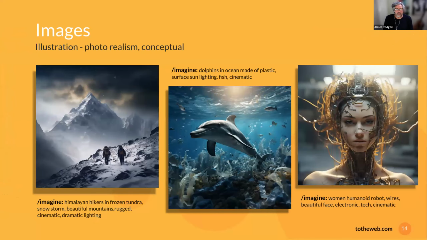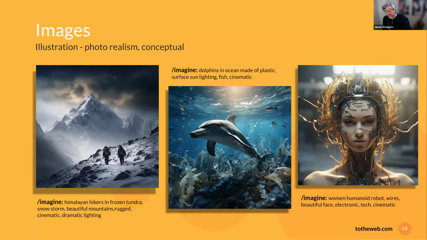This is some examples of photorealism and also conceptual. So the one on the left is a Himalayan view. It looks pretty great. It looks pretty real, I think. The one in the middle is actually more of a conceptual thing, but it looks very realistic. I put in dolphins in an ocean made of plastic, sort of a political statement, but it looks pretty real, and you don't really notice that all the stuff on the bottom of that dolphin is plastic. I did several of these, and I got it to look more like that political type statement.